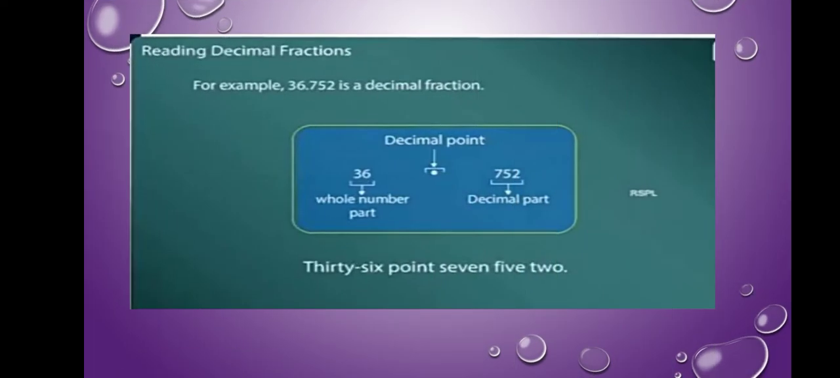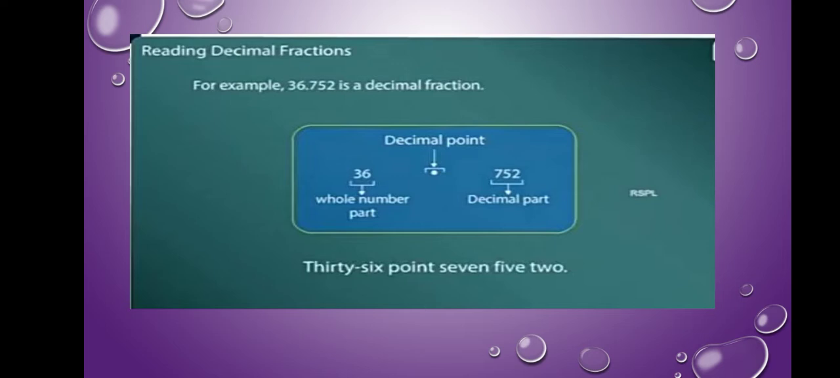Reading decimal fractions. How to read a decimal number or a decimal fraction. We know that every decimal number has two parts. What are the two parts? A whole number part or the integral part, and a decimal part. These two parts are separated by a dot called the decimal point.